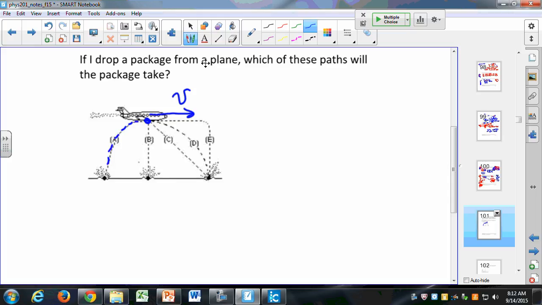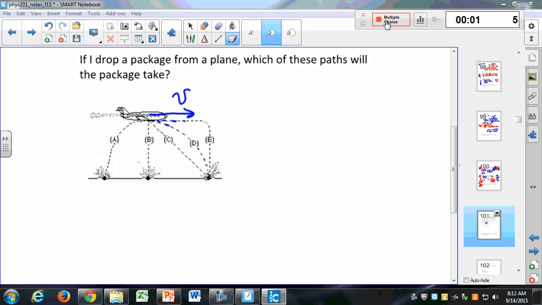Will it fall back like that, down like that in a straight line, in a path that's like this, or will it travel along and then fall straight down? Which of those paths will it take? We're assuming no air resistance here, which is a fairly safe assumption for a lot of things.